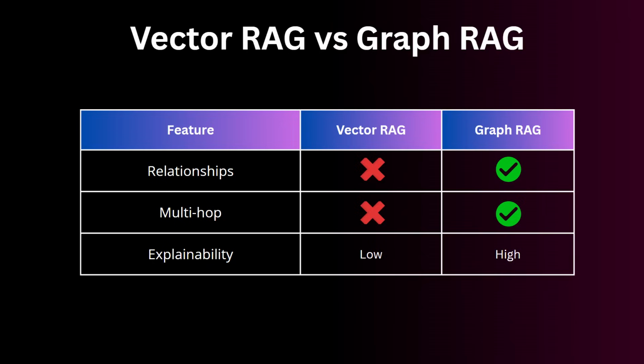The two aren't mutually exclusive. Graph RAG builds on the strengths of Vector RAG, adding structure and relational reasoning on top. So for enterprise, legal, or compliance scenarios, this is going to be critical. It is the major difference between a guess and a grounded, explainable answer.